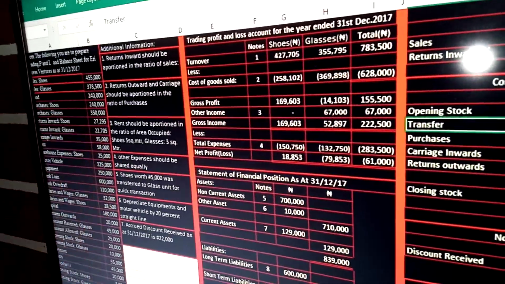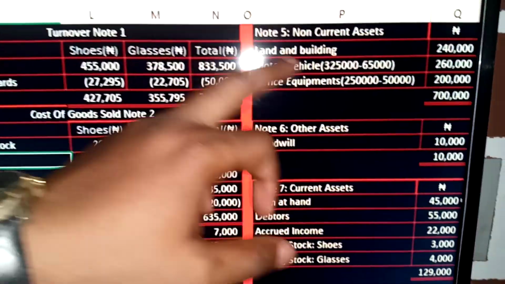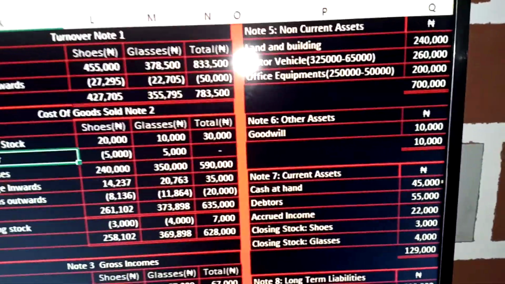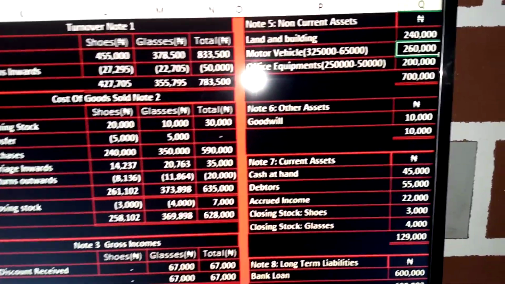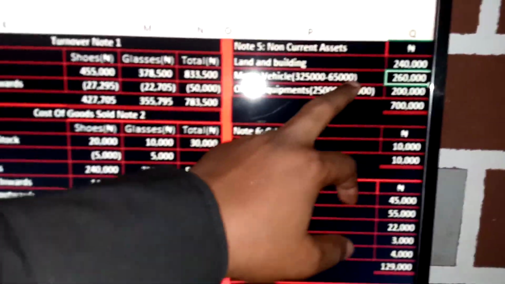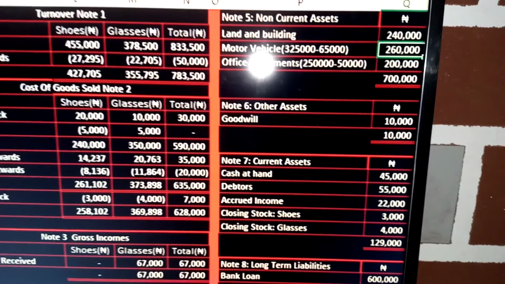What is land and building in the question? 240,000. Here it is, 240,000. Motor vehicle in the question is 325,000. But there's a depreciation of how much? 65,000, I beg your pardon. So motor vehicle is 325,000 minus 65,000. So what do you have there?